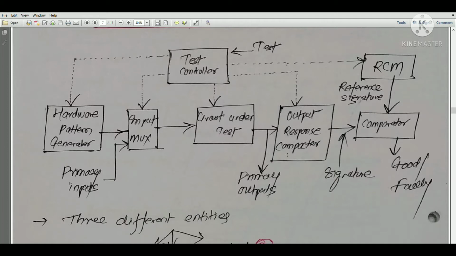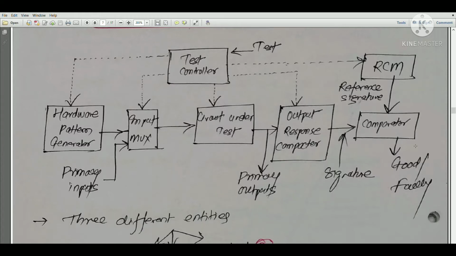Now this is the primary output, and this is the output response compactor. We will see the role of the output response compactor. This is the signature. Signature here means the output that we are getting in the form of binary. That binary output will be compared with the comparator, and if the binary output matches with the reference output, this is the reference signal which is coming from this particular module, then we will say that it is good, and if it does not match, then we will say it is faulty.